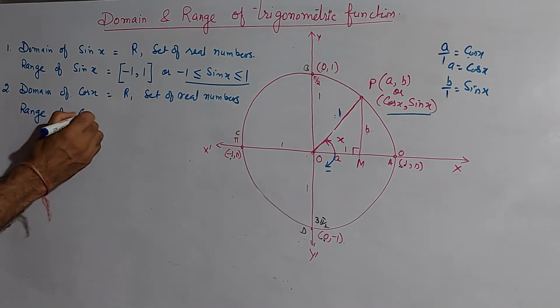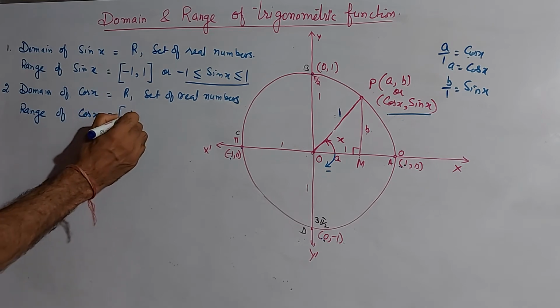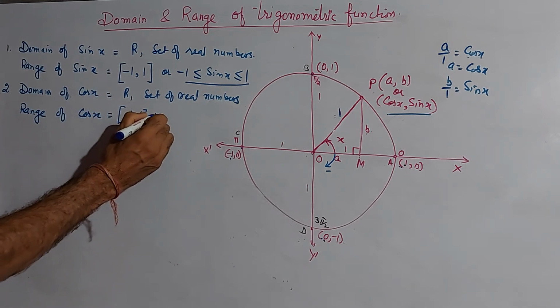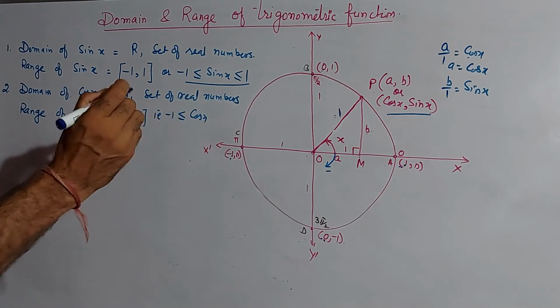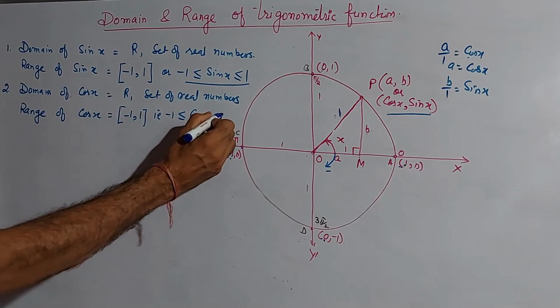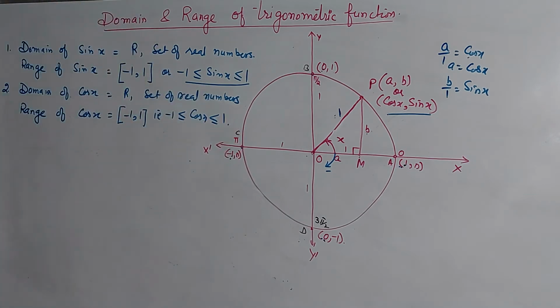So the range of cos X is also the closed interval minus 1 to 1, that is minus 1 less than or equal to cos X less than or equal to 1. This is the set of images, meaning the range of the trigonometric function cos X.